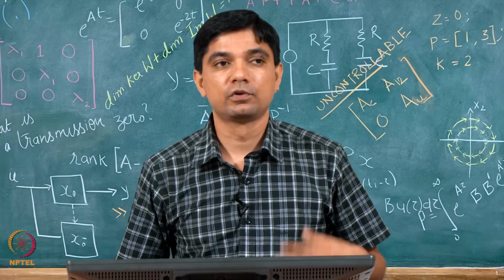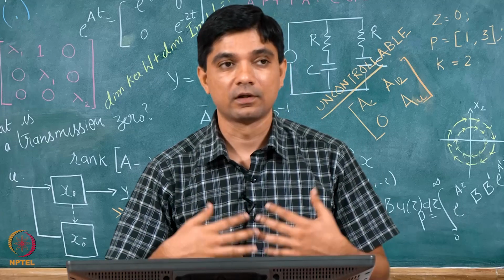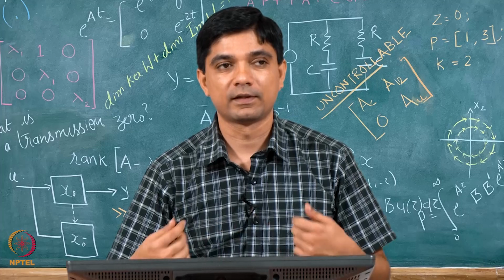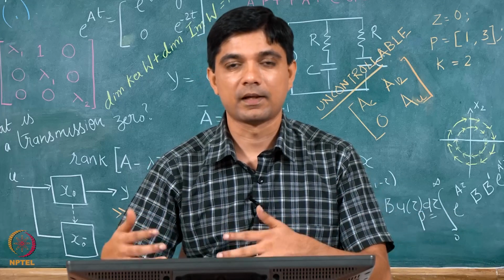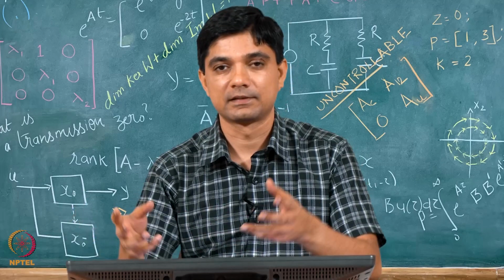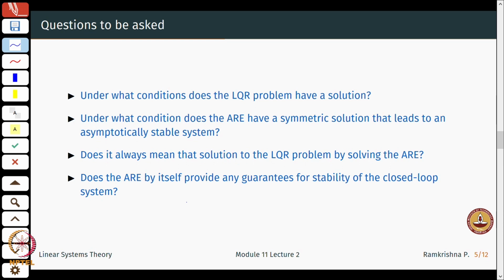Now what we need to show is, well, do solutions exist, or a bunch of questions we need to answer once I have derived the theorems, like there is a P which does so and so, then u equal to minus Kx minimizes a certain function and so on, right. Okay. So what are the questions to be asked, right? The first is, under what conditions does the LQR problem have a solution?